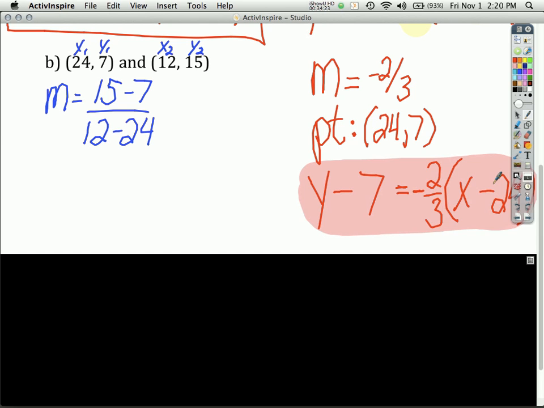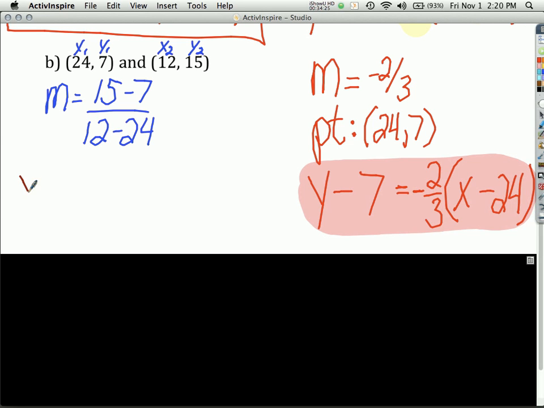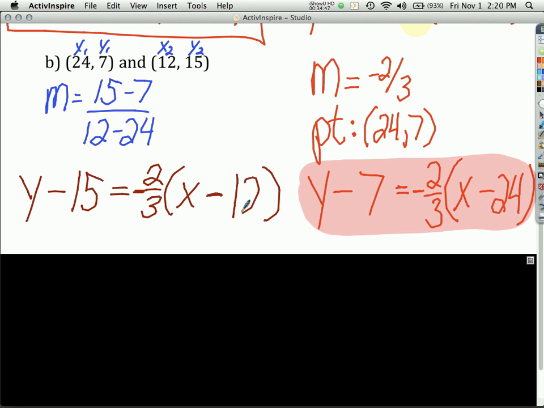So everyone with me, we're going to write the second one. It's going to be y minus some number equals the slope times x minus. So we have the same slope, so that's going to be the same. And now use the second point, 12 comma 15. The 15 goes here, the 12 goes here, and now we have a second equation that represents the same line.